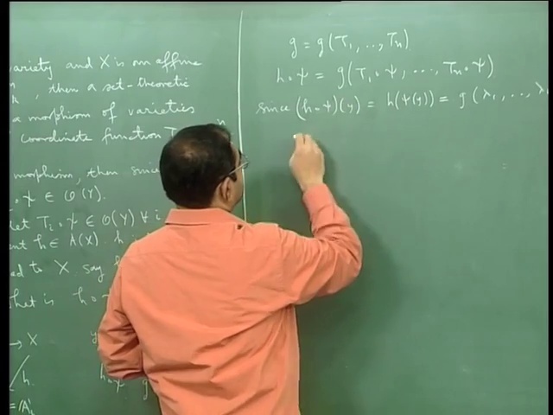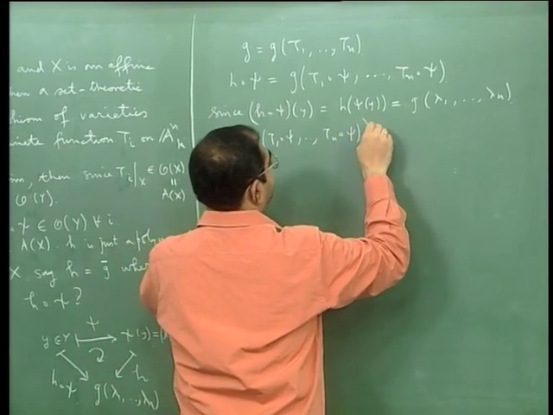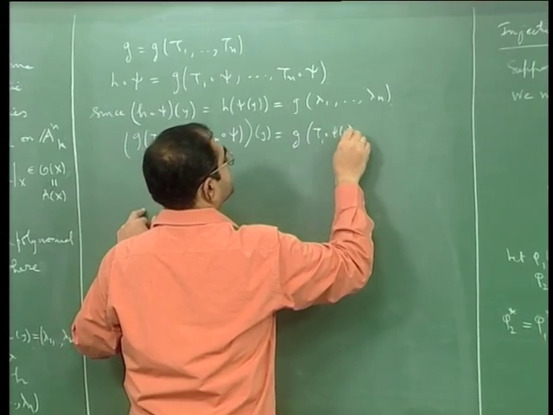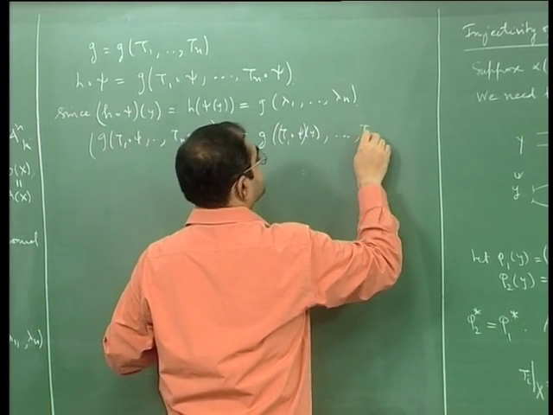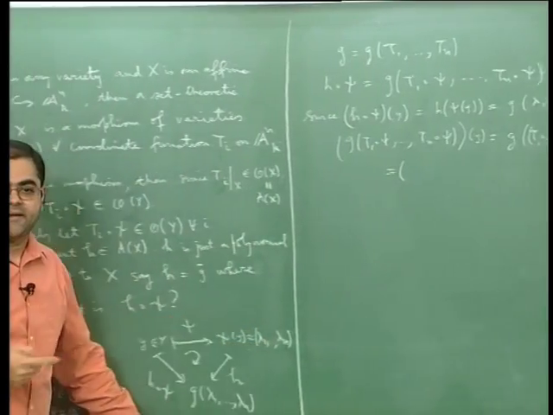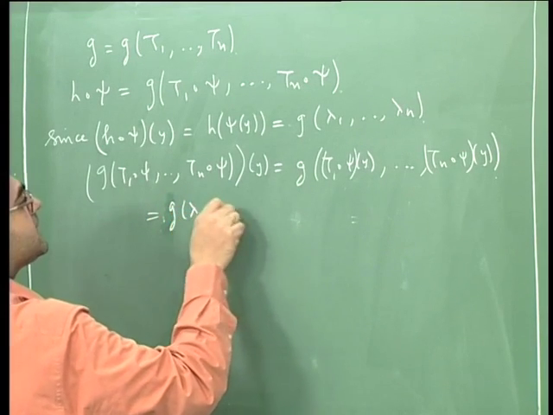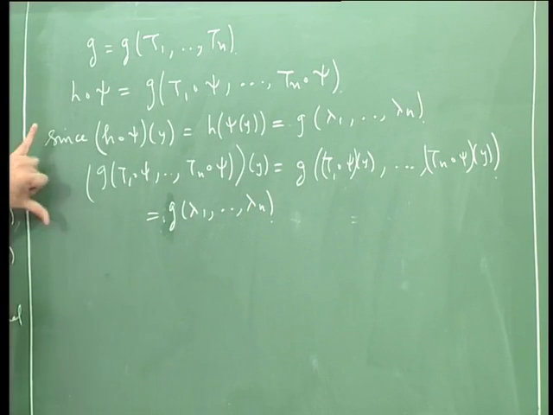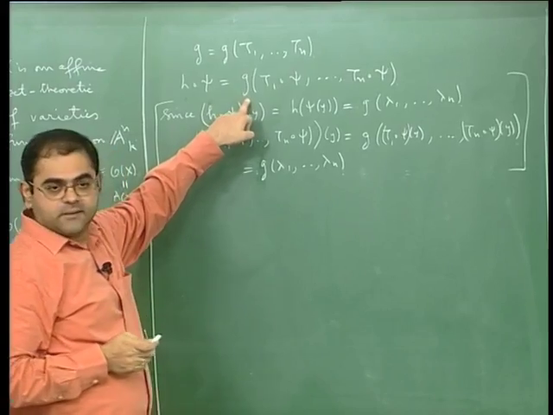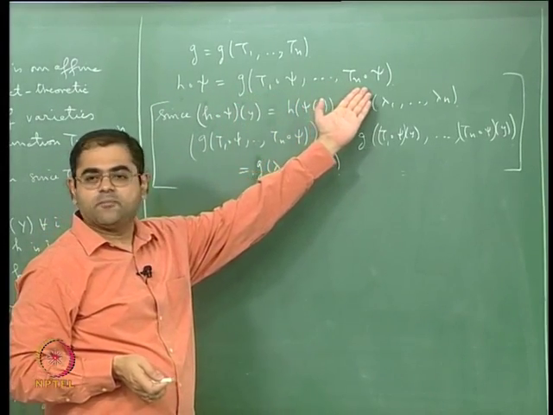And you will also see that G of T1 circle psi etcetera Tn circle psi evaluated at the point y is just evaluating G on T1 circle psi of y, comma dot dot dot, Tn circle psi of y. But then you see psi of y is the point lambda 1 through lambda n, and if I apply Ti to that, I will get lambda i. So I will simply get G of lambda 1 etcetera lambda n, okay. So this calculation tells you that H circle psi is just a polynomial in the Ti circle psi. So what is H circle psi?